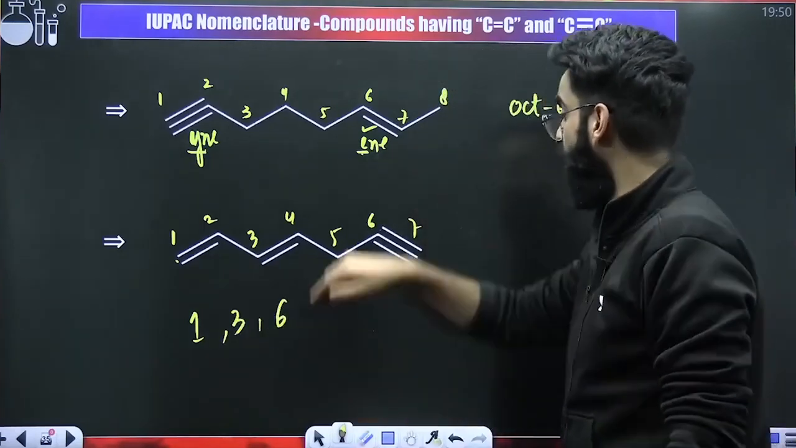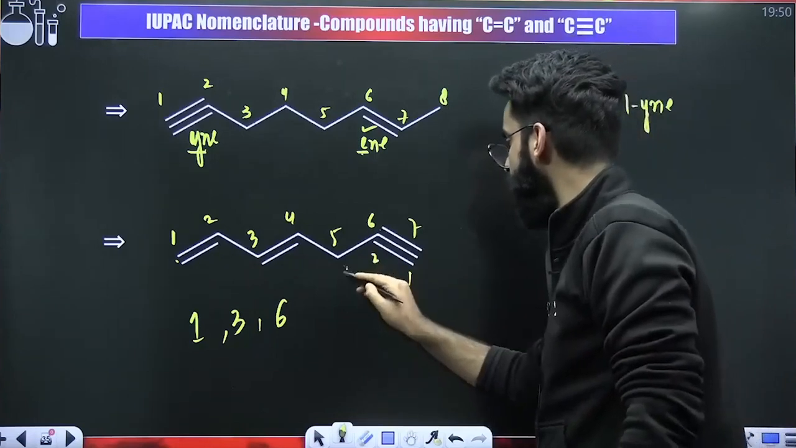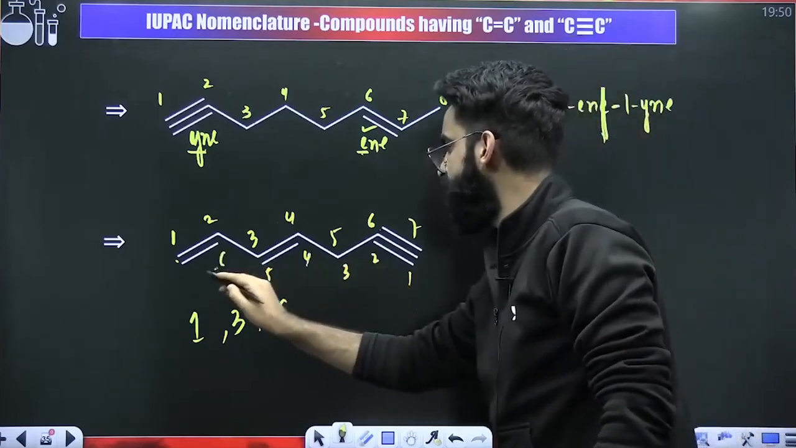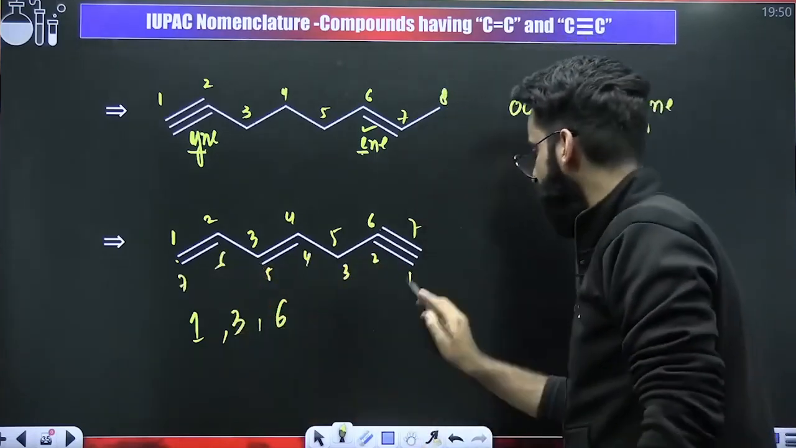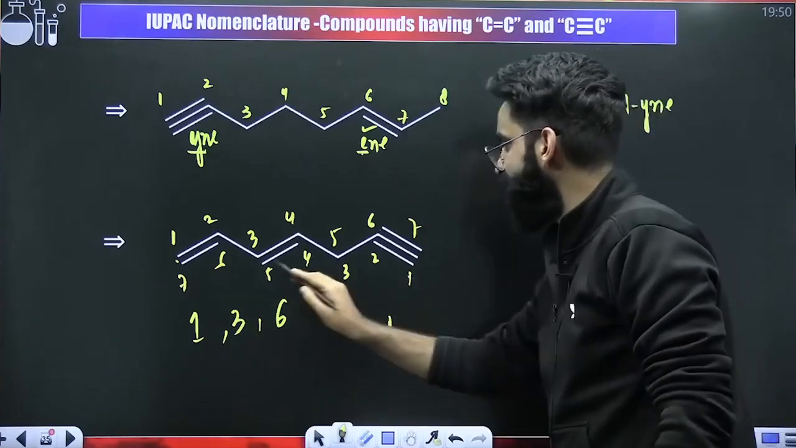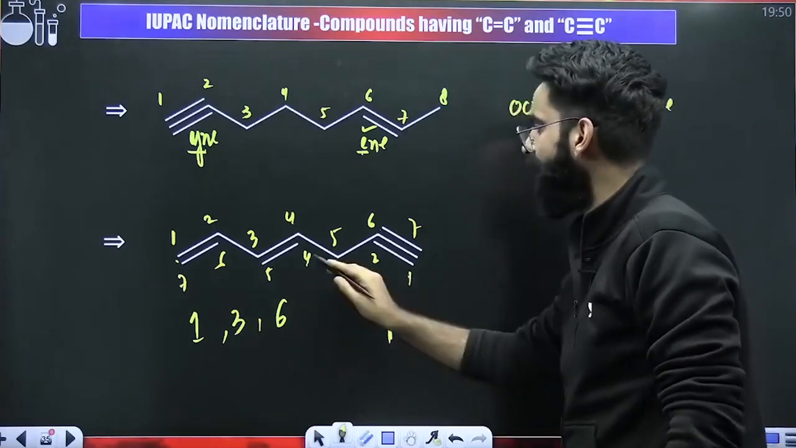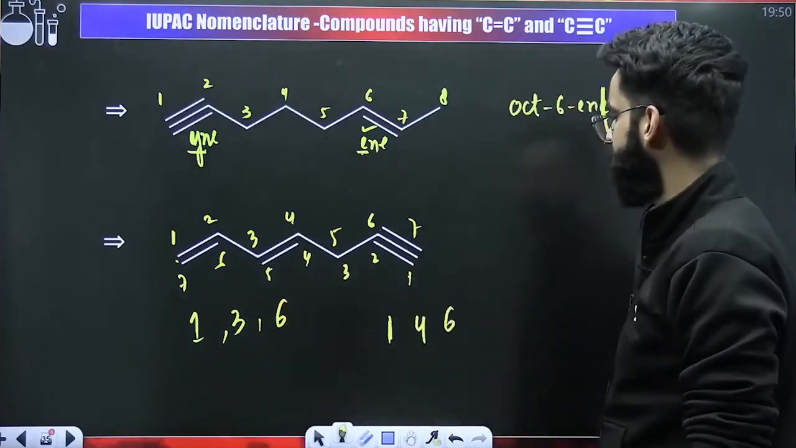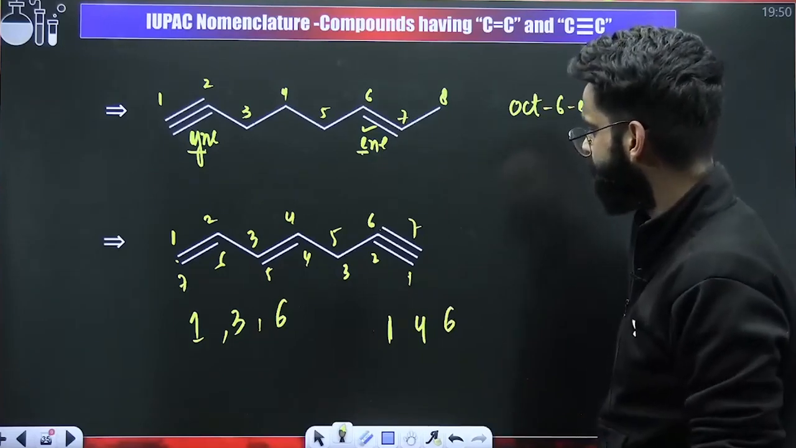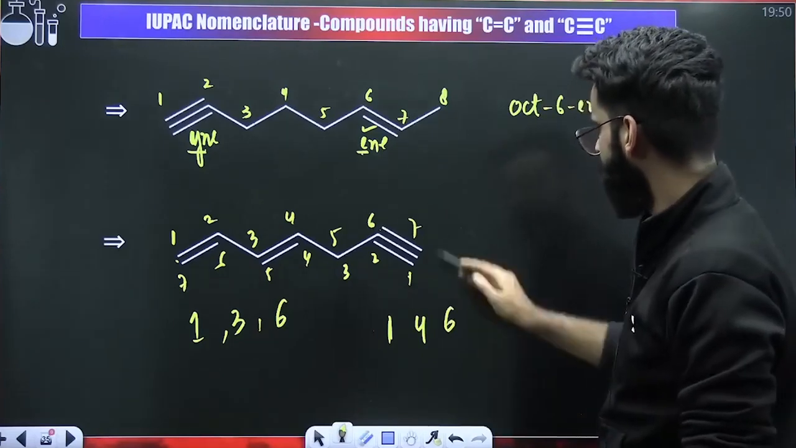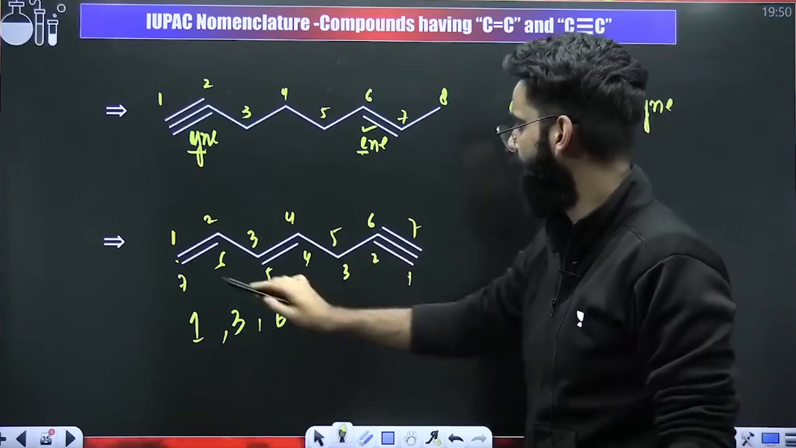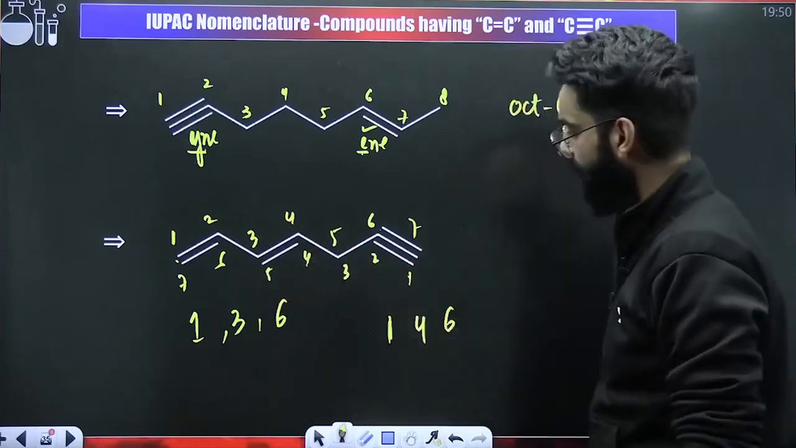If I start the numbering in the opposite direction, this is 1, 2, 3, 4, 5, 6, and 7. The first locant is at 1. The second locant is at 4, right? The third locant is at 6.